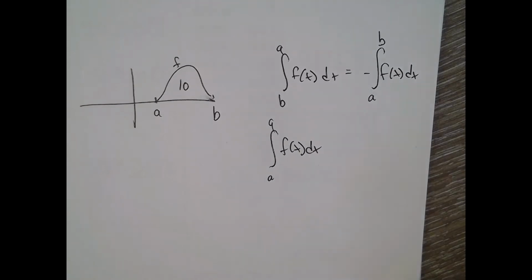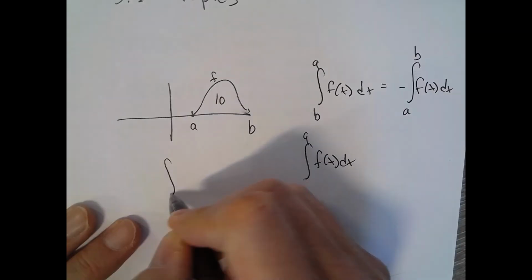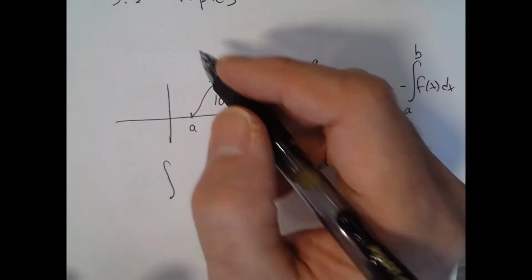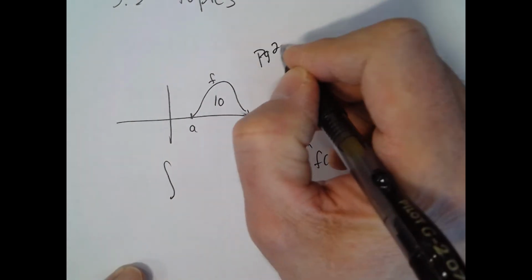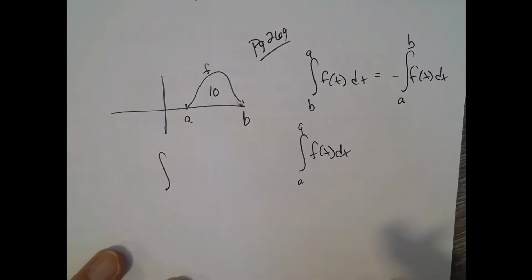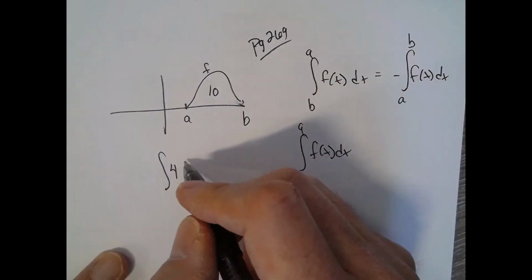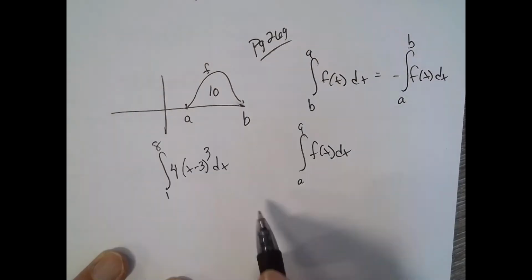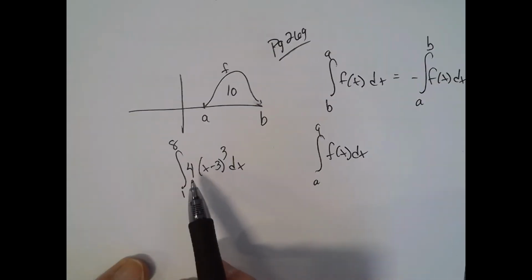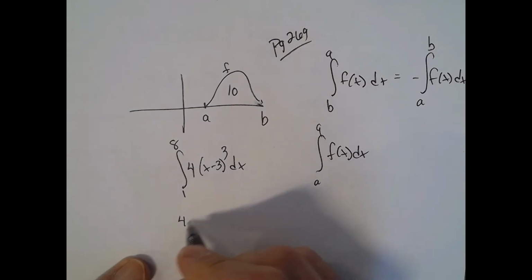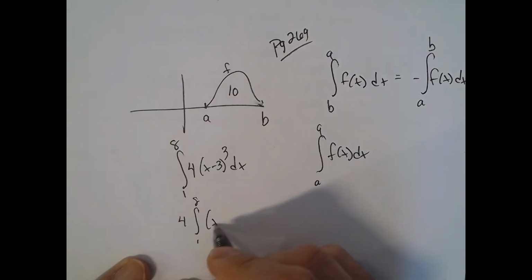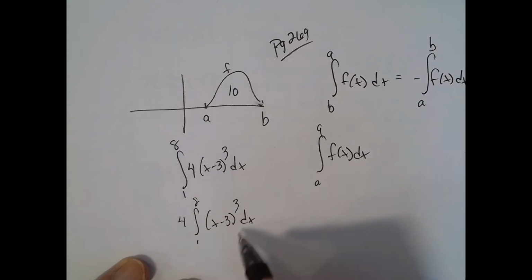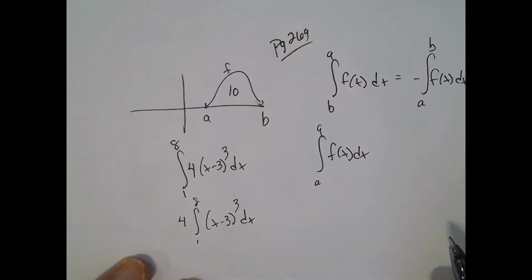Third one, constant multiple, we've talked about that. So if we have an integral, this is all on page 269. I'm not taking very good notes, I'm just showing you examples. So let's say I have 4 times (x minus 3) cubed dx from 1 to 8. If that 4 is not helpful, well usually it isn't, I'm going to take that 4 out. And then you can just evaluate the rest of the integral and then multiply by 4 afterwards. So you can pull out any constants.